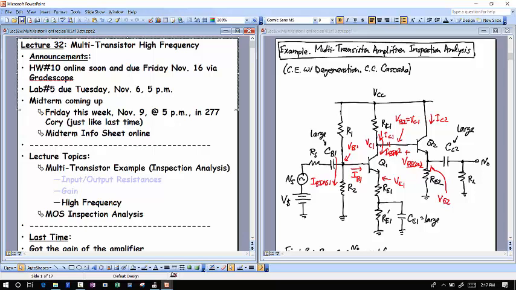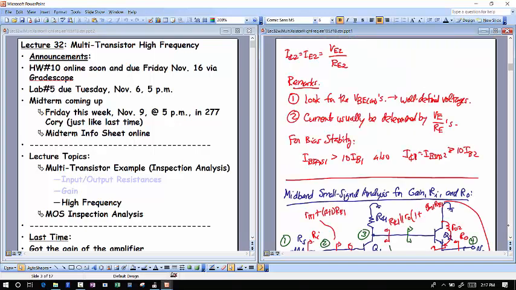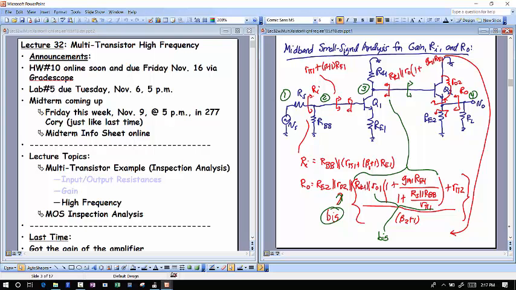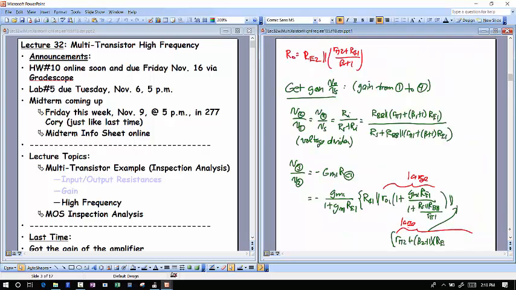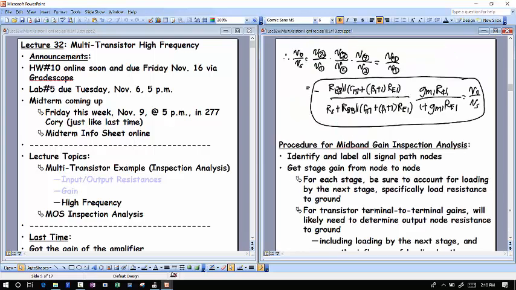Okay, so let's get to this amplifier again. So we went through this whole thing. We got the input, we got the DC bias point, we got the input and output resistances, which I did by pure inspection. Okay, and that's only because I have those resistance equations in my head. Then we got the gain from stage to stage, and we finally got the gain expression. I'm not going to go through all that again, but I summarized all that we did in a step-by-step procedure for mid-band gain inspection.